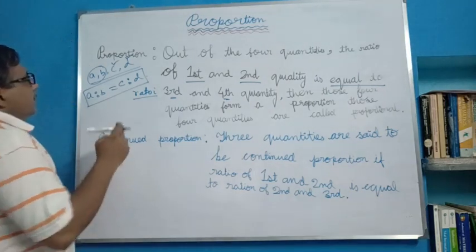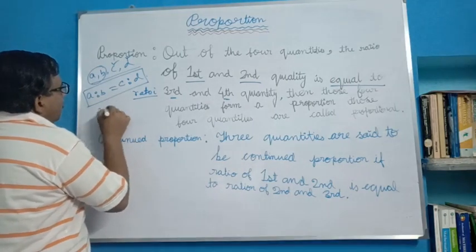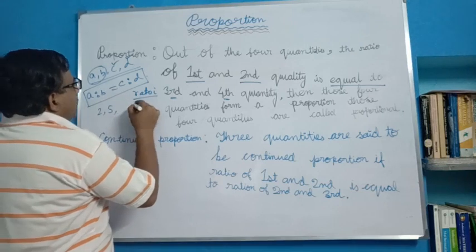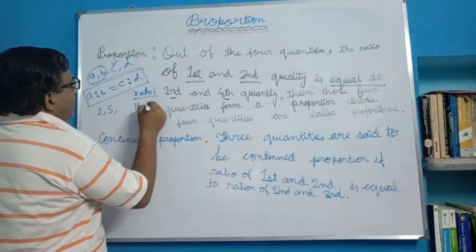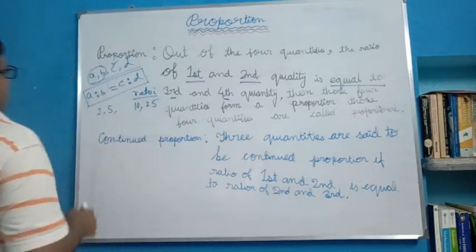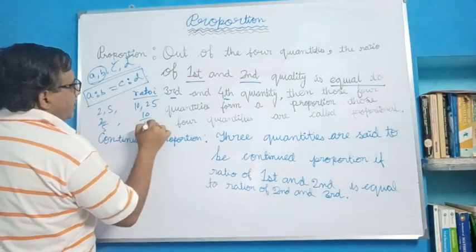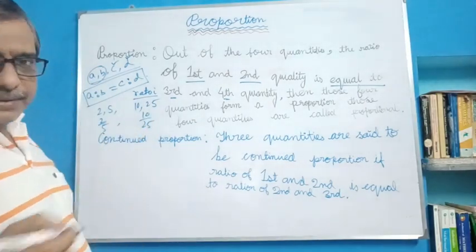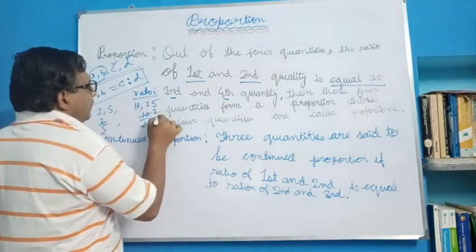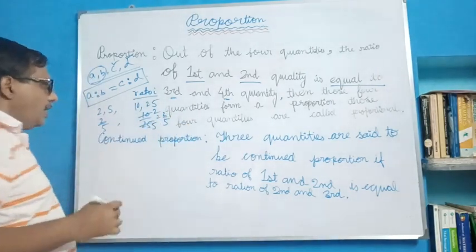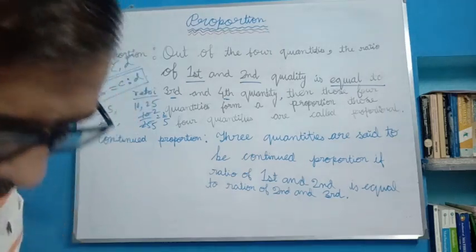Like that, if we take two numbers, one is 2, the other is 5, and another two numbers are 10 and 25. Then the ratio of the first two is 2 by 5, and the ratio of the second two is 10 by 25. 10 by 25 and 2 by 5 are the same, is it? Just dividing by 5, you get 2 by 5. So these two are equal, so we conclude these are in proportion.